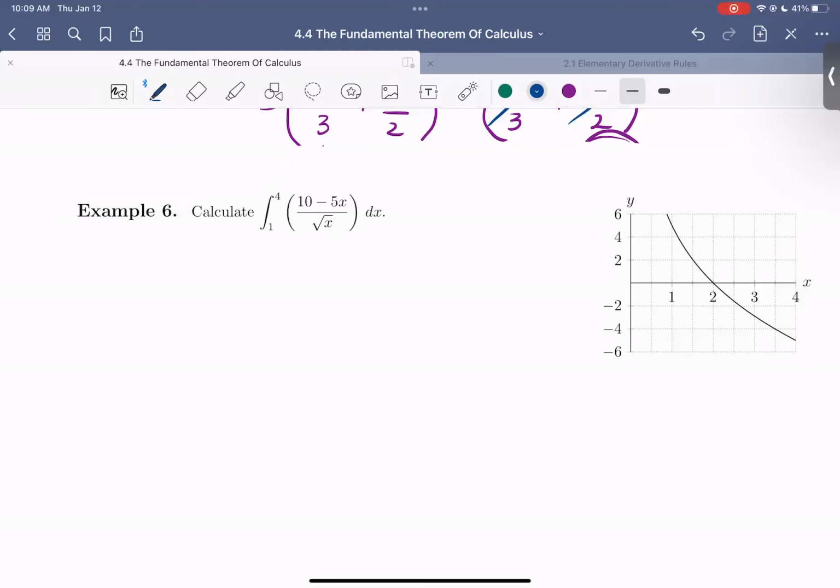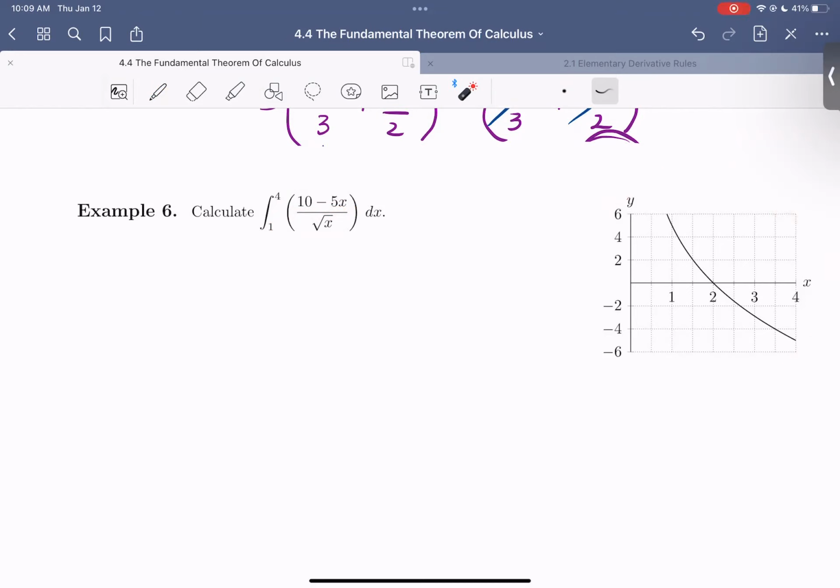In this video, we are going to look at example 6 in section 4.4. So we want to calculate the integral from 1 to 4 of (10 minus 5x) divided by the square root of x with respect to x. And here's a picture of that function graphed here.